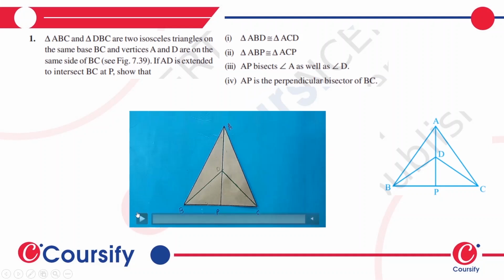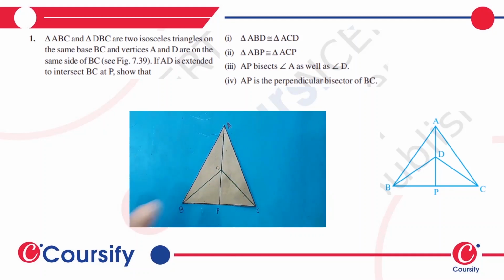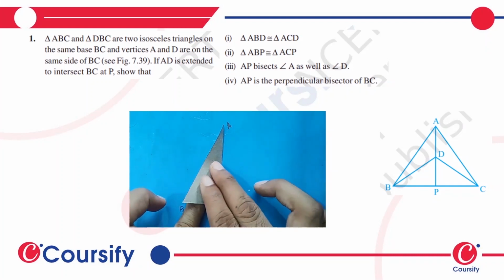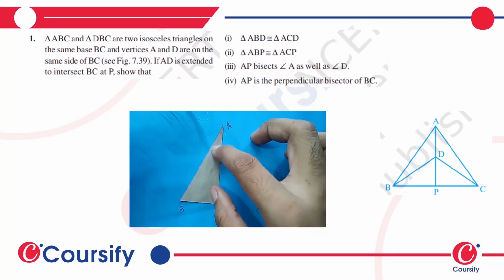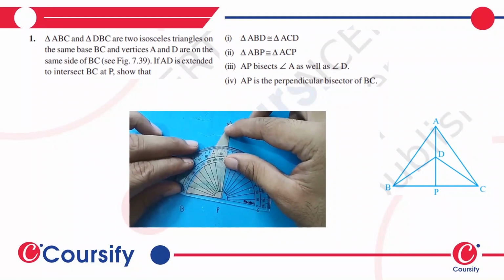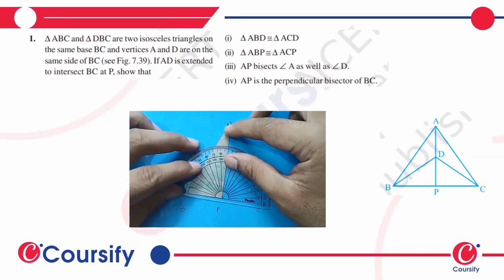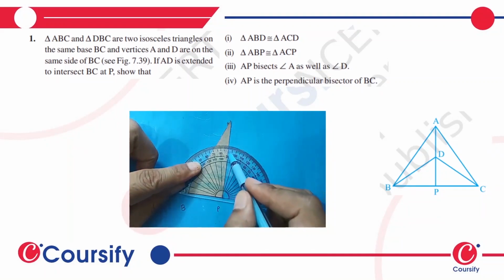So let's see a small demonstration here. I have drawn the lines as the question requires, and by folding it along the line AP, we see that both the triangles coincide and they form a 90-degree angle. That means that AP is a perpendicular bisector of BC.